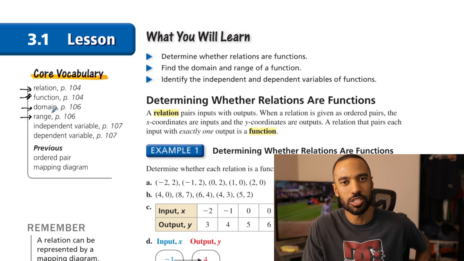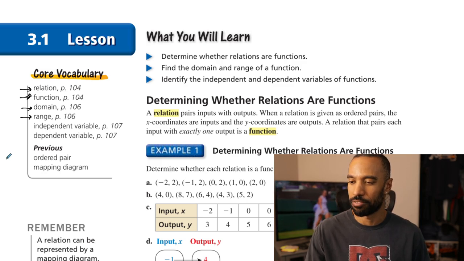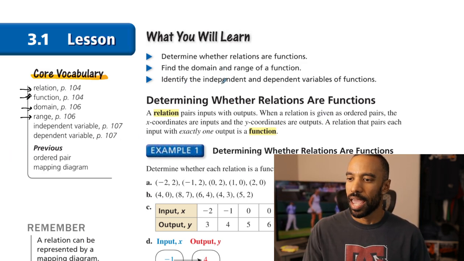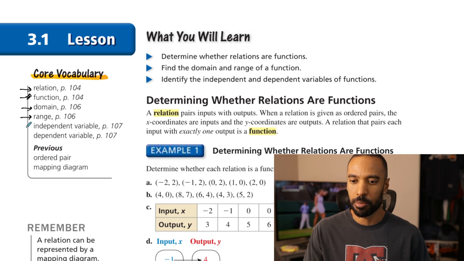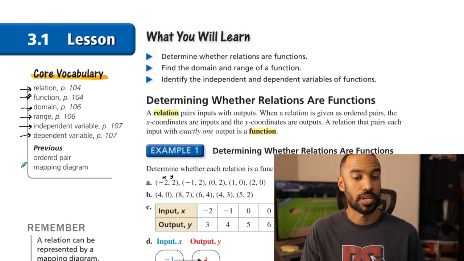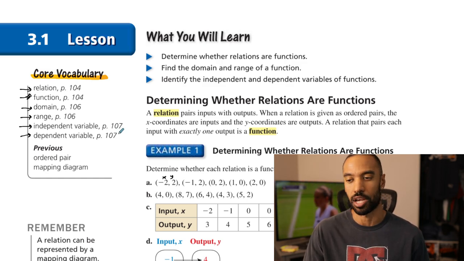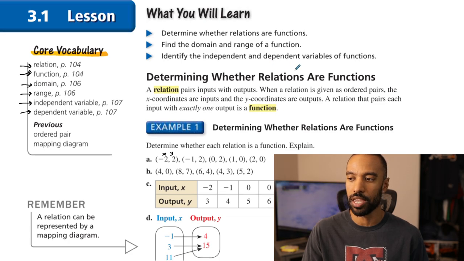Domain and range, it's one of those things, man. People have trouble with it. I don't know why. It's not very difficult, so I hope I can explain it well. And identify the independent and dependent variables of functions. So you can see all those things are target words, core vocabulary of new stuff here. It sounds like ordered pair is a previous phrasing that you would have heard before. So when we see this x, y, for example, hopefully we know what it represents, what we can do with it on a graph. And mapping diagram sounds like it's something of old as well. So I probably won't spend a long time on it outside of what I need to talk about it with what's new.